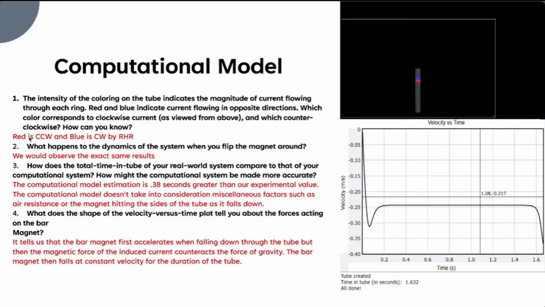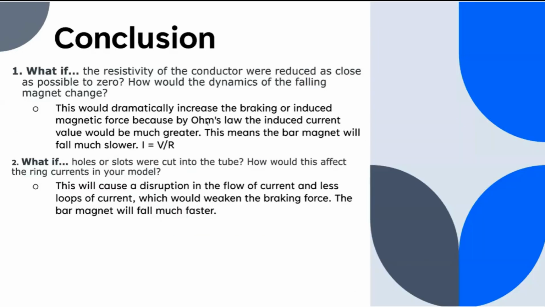And what does the shape of the velocity versus time plot tell you about the forces acting on the bar? It tells us that the bar magnet first accelerates when falling through the tube, but then the magnetic force and the induced current counteract the force of gravity. The bar magnet then falls at constant velocity for the duration of the tube.